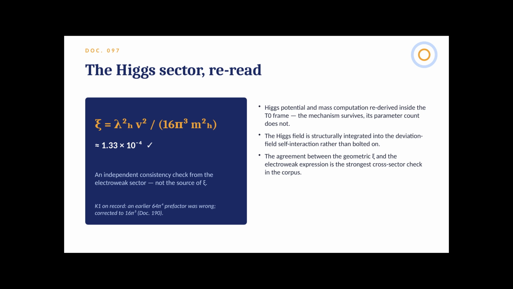Honesty note, an earlier version had the wrong prefactor, 64 pi to the 4th. It was corrected to 16 pi cubed and logged openly as a correction. K1. This Higgs agreement is the strongest cross-sector check in the whole corpus.